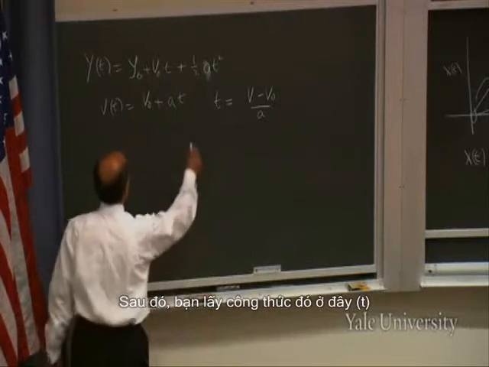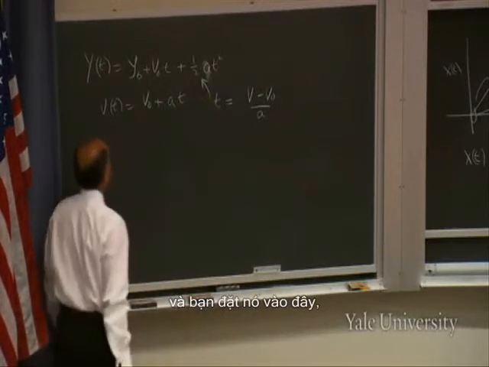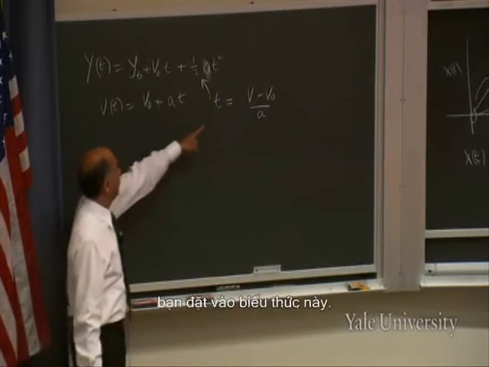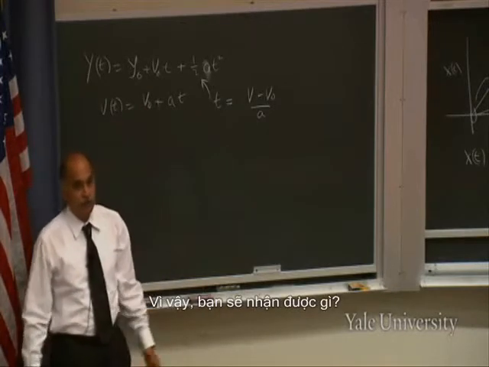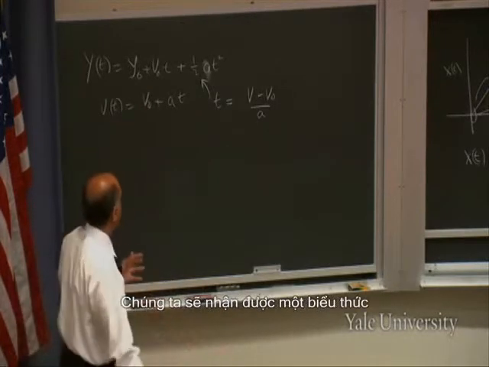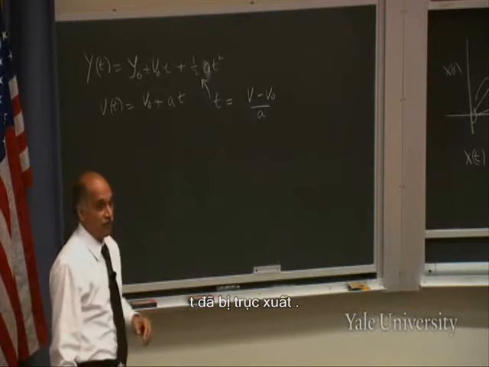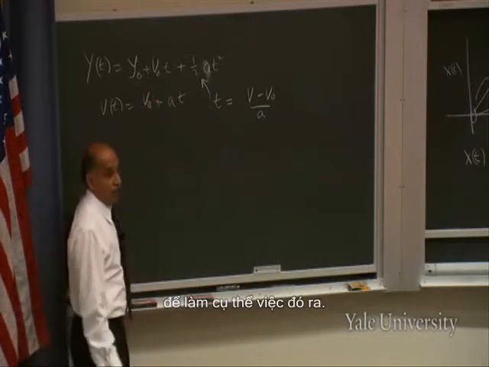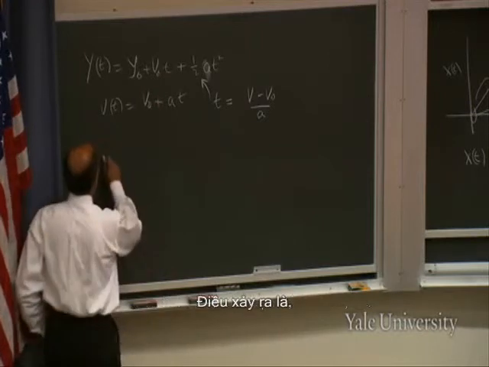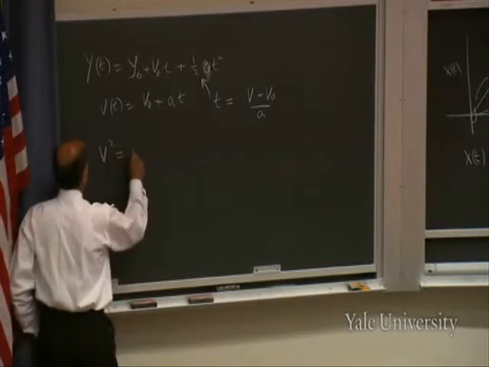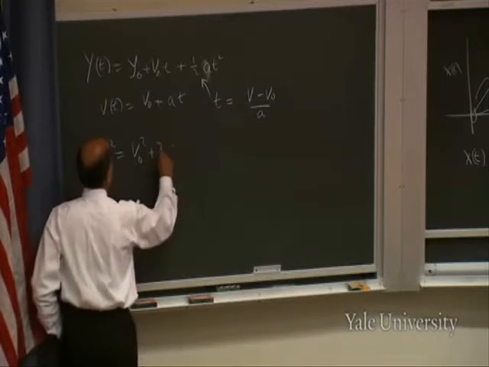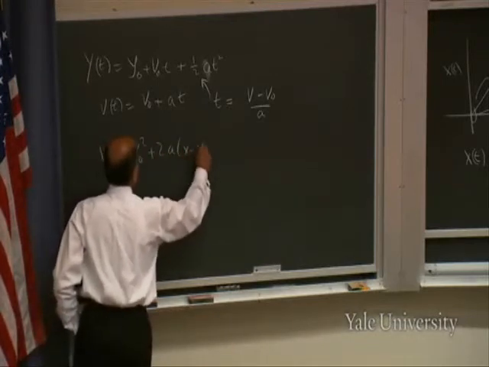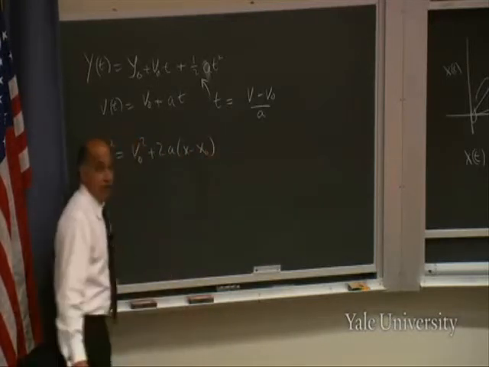Then you take that formula here, and you put it here. Wherever you see a time t, you put this expression. So what will you get? You'll get an expression in which there is no t. t has been banished in favor of this. So I'm not going to waste your time by asking what happens if you put it in. I will just tell you what happens. What happens is you will find that v squared is equal to v0 squared plus 2a times (x minus x0).